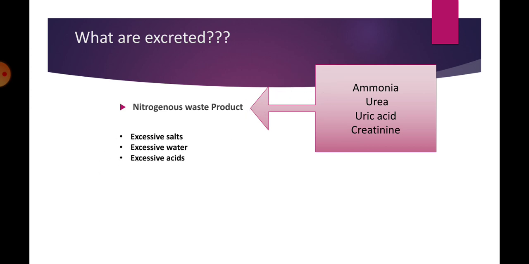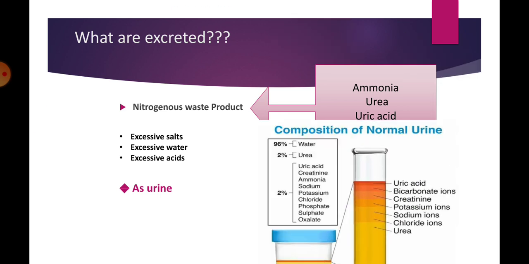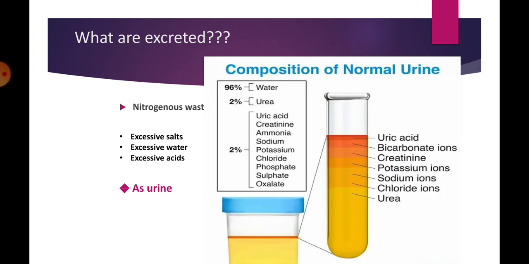Other substances that are excreted include excessive salts, excessive water and excessive acids. All these substances are excreted as urine. This is the composition of normal urine: in the urine there is 96% water, 2% urea. The remaining 2% includes uric acid, creatinine, ammonia and some salt ions such as sodium, potassium, chloride, phosphate, etc.